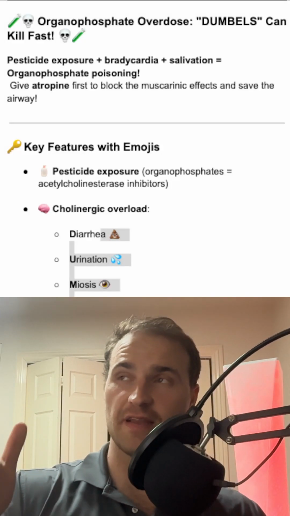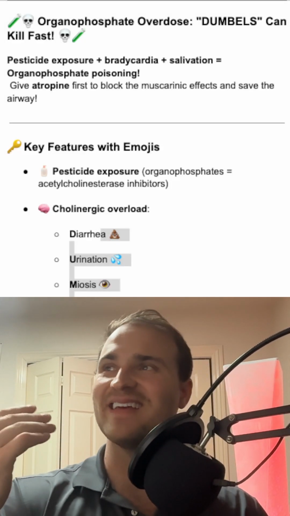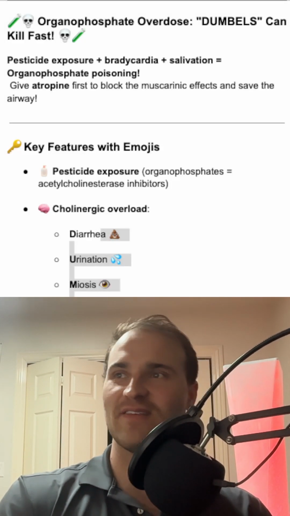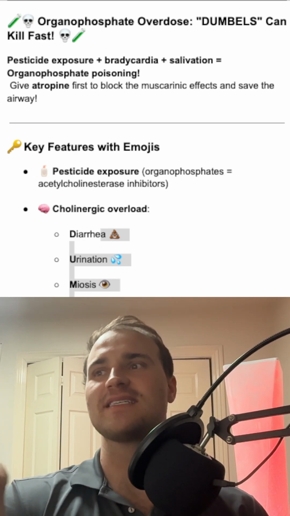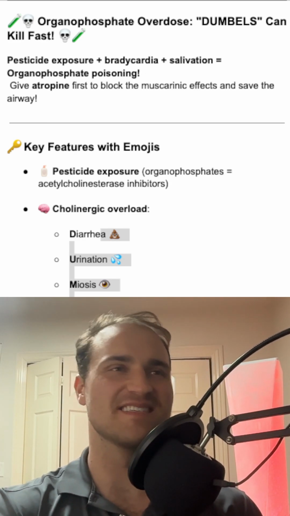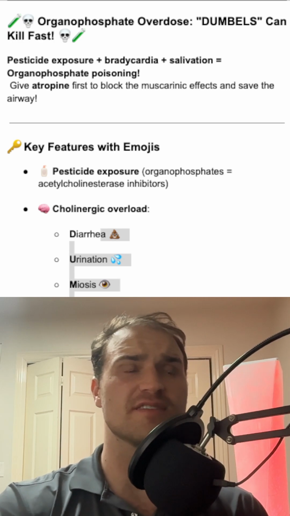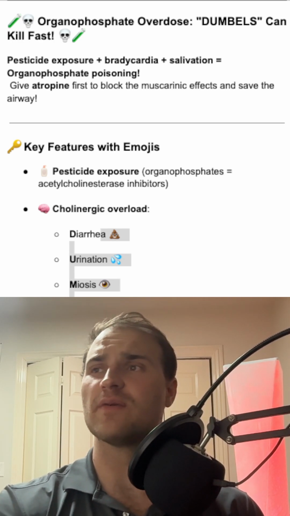If you see organophosphate on the Step 1, then just choose atropine. You have symptoms of DUMBBELS: diarrhea, urination, miosis, bronchospasms, emesis, lacrimation, salivation. Maybe salvation too. You never know. Maybe Jesus will just come down and help you.